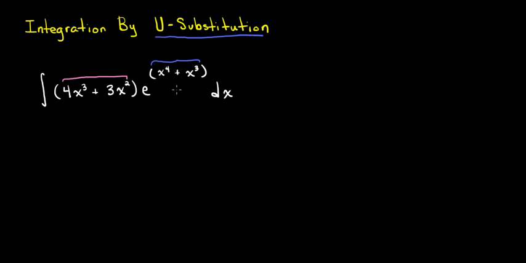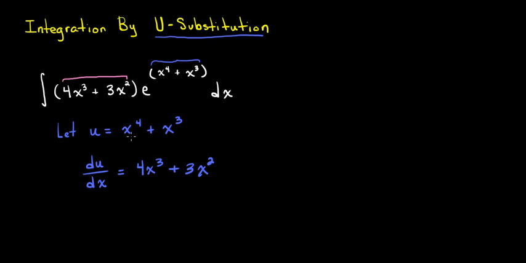So what I'm going to do is make a substitution here. I'm going to say let u equal this mess right here. So I'm just going to say let u equal x to the fourth plus x cubed. And what I'm going to do is take the derivative with respect to x. So I have du dx is equal to, well, what is the derivative of this? It's simply 4x cubed plus 3x squared. And that's pretty nice because, again, we have that sitting right inside our integral. So I'll show you how we're going to use this in just a bit.